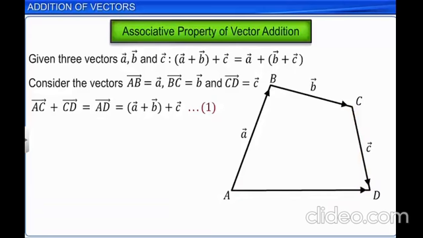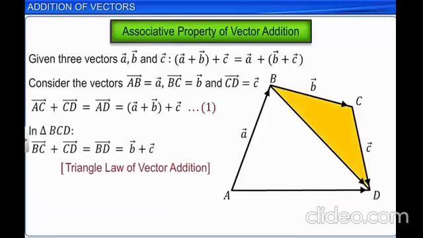Consider triangle BCD. By the triangle law of vector addition, the sum of vectors BC and CD is equal to vector BD, which is vector B plus vector C.